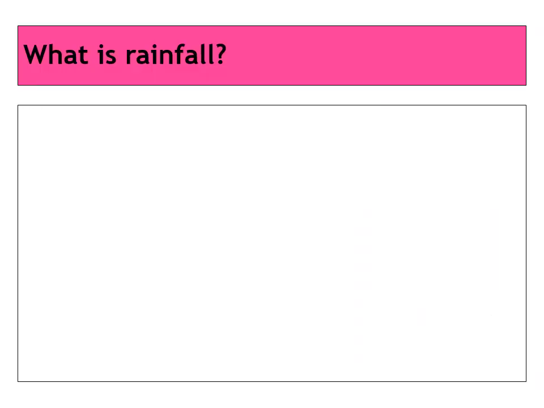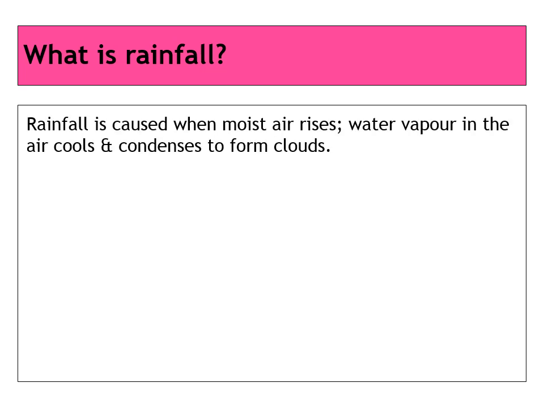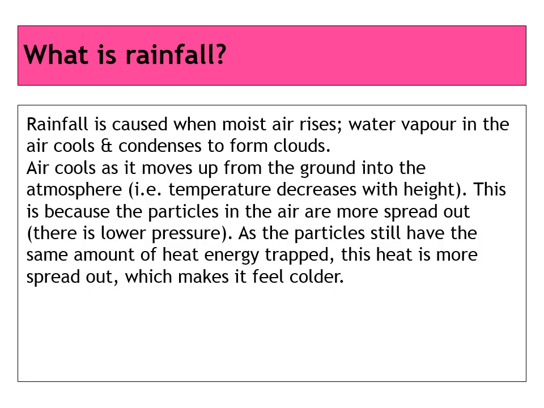Okay, so moving on to what is rainfall. Rainfall is caused when moist air rises, water vapour in the air cools and condenses to form clouds. We said that in the water cycle last week, how that travels around. We know how clouds form now, and rain is the precipitation that comes from that.